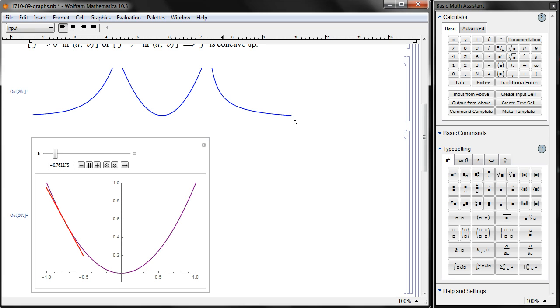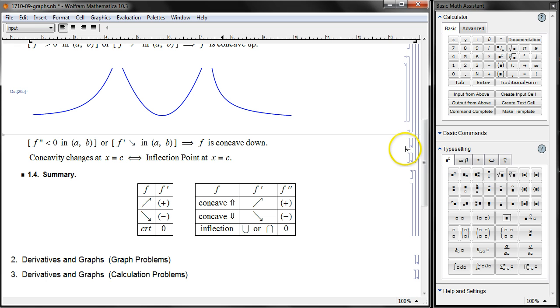Let's see, very negative, and increase to 0, positive, still increasing. You see? The first derivative function is increasing, and thus we have concave up. Here was a nice visualization.